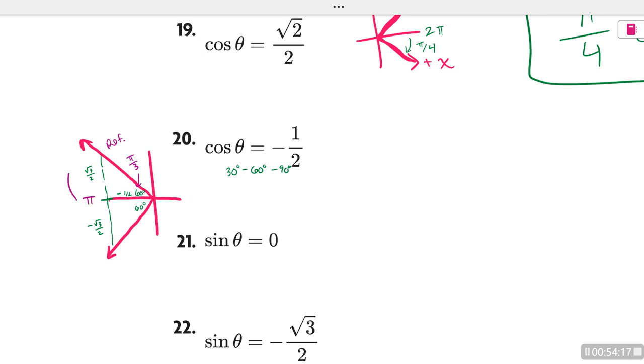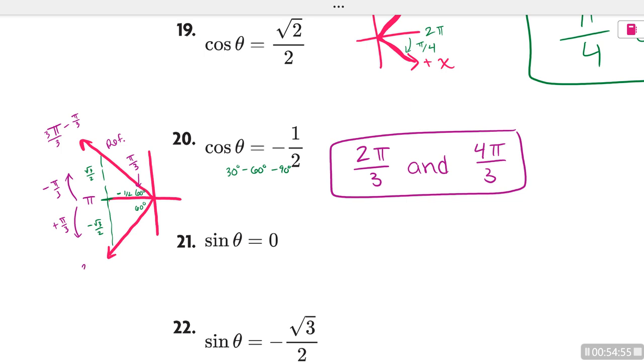So remember, this is pi. For one of them, we have to do pi minus pi over 3, because we're not quite there yet. And here we have to do pi plus pi over 3, because that's how much further we need to go. So instead of using that 60-degree reference angle, pi minus pi over 3, or 3 pi over 3 minus pi over 3, we get 2 pi over 3 and 4 pi over 3. Right, because this one is 3 pi over 3 plus pi over 3.